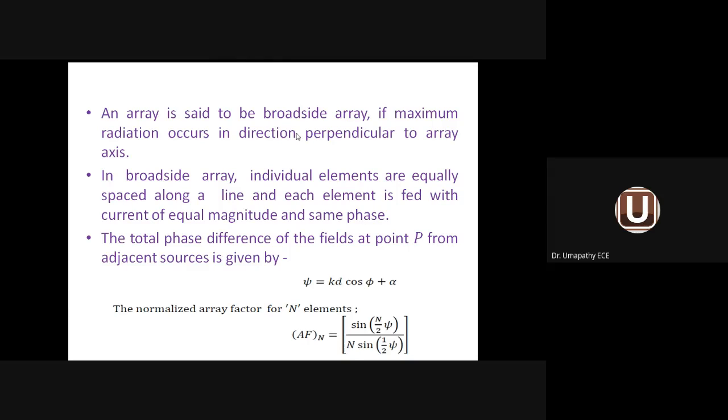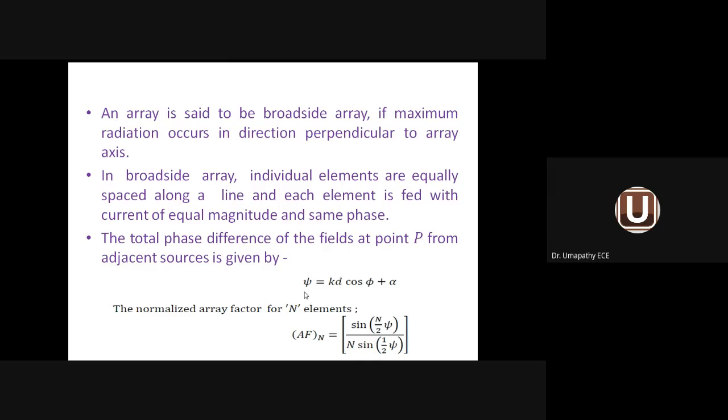So what is broadside array? Broadside array means maximum radiation occurs in a direction perpendicular to the array axis. You know the axis of the array. If maximum radiation occurs perpendicular to the array axis, it is said to be the broadside array. And all the elements are fed with equal magnitude and equal phase.